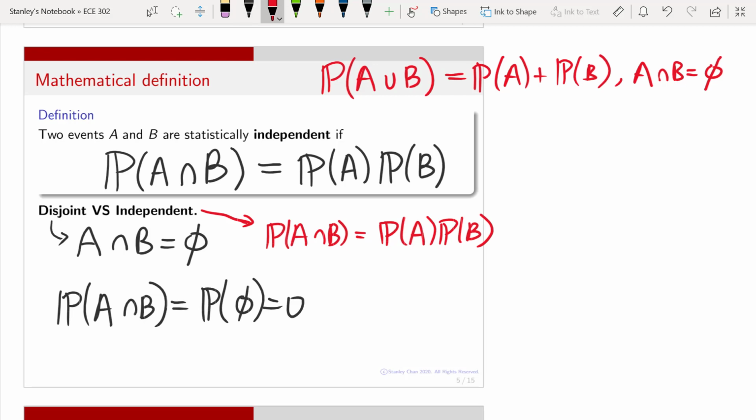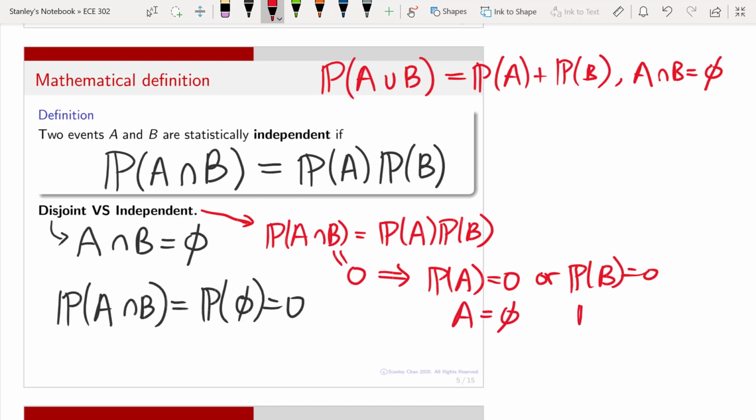If you have two events being independent, having this being 0 will force either probability of A equals 0 or probability of B equals 0, meaning that either A is an empty set or B is an empty set. That is not the definition of independence. If this is 0, meaning the two events are disjoint, then if they are also independent, one of them has to be an empty set.